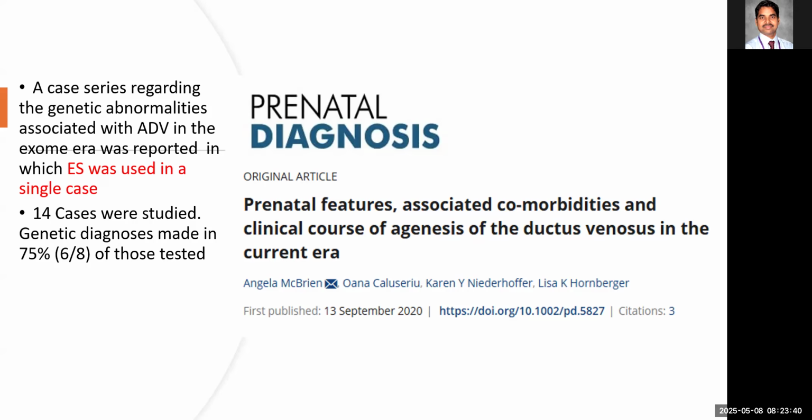In this study, they have included 410 fetuses, of which conventional karyotype was performed in 141 cases, and 48 cases were diagnosed to be abnormal. However, none of these studies included either CMA or exome sequencing genetic evaluation.